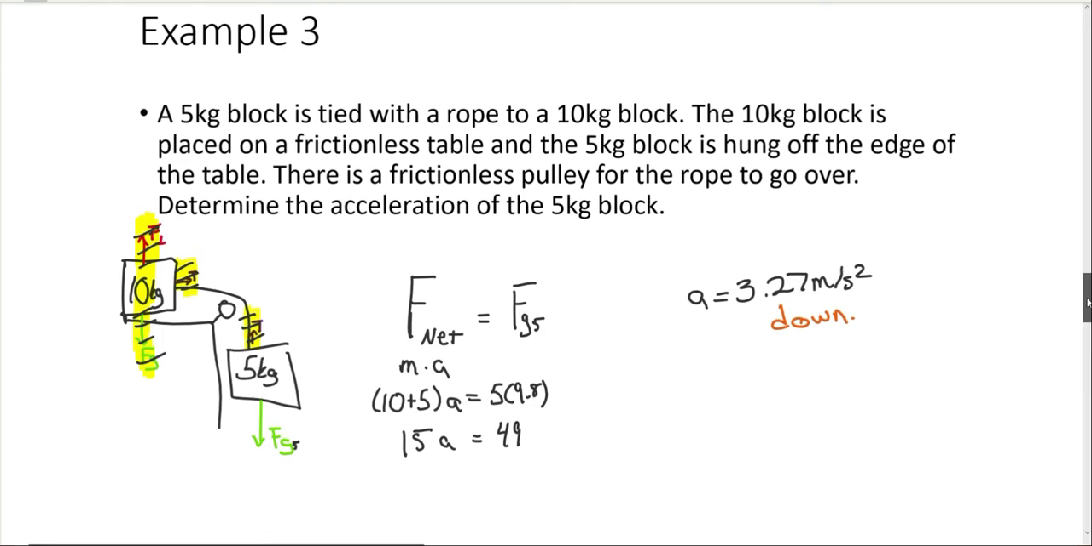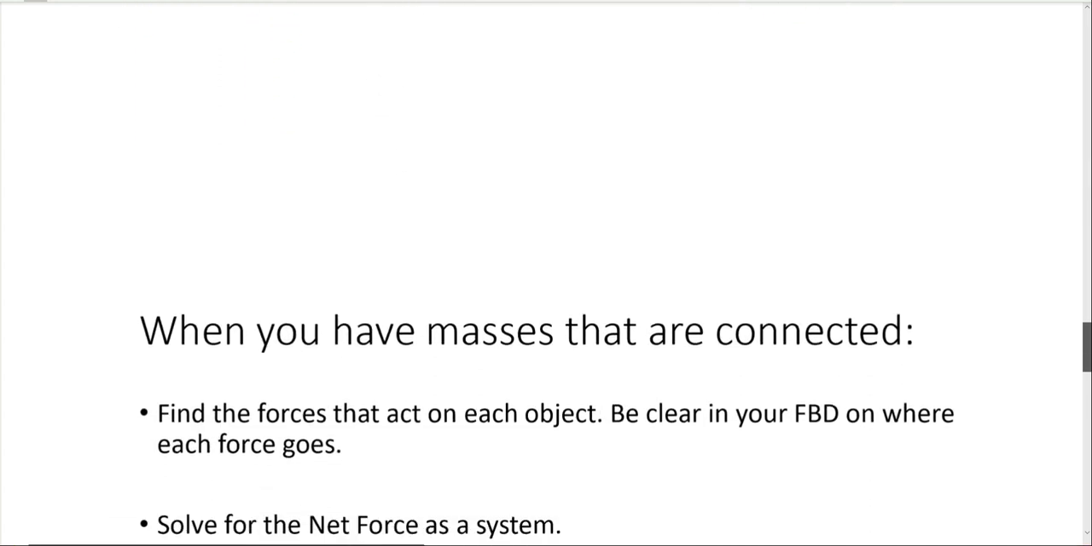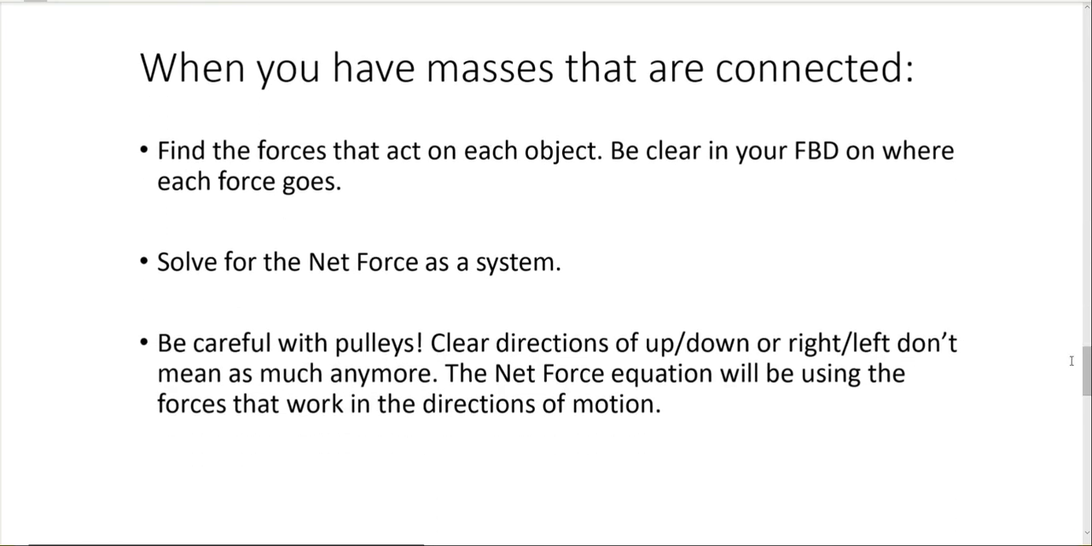Hopefully these 3 examples have shown you a little bit on how we can relate different situations when we're using ropes to connect different masses. So when you have masses that are connected, there are some things that you should do. 1, find the forces that act on each object and be clear in your free body diagram where each force goes. 2, you should solve for the net force as a system. The term system is the term that people commonly use to describe looking at the thing as a whole, looking at all of the parts.